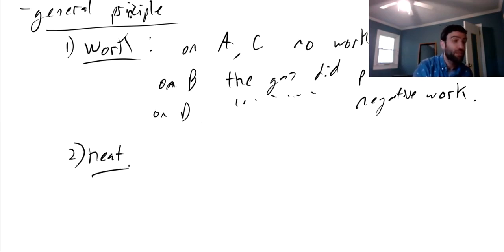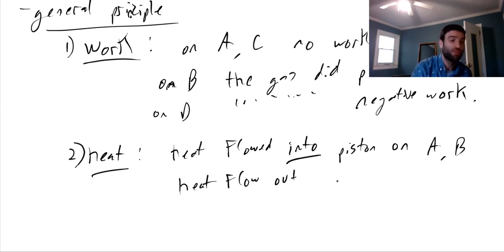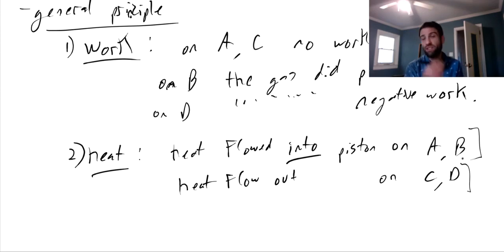What about the heat? Heat flowed into the piston on segments A and B, and heat flowed out on segments C and D, right? So there was part of this process where heat was flowing into our piston and part of it where heat was flowing out. And again, the amount of heat flowing out of the piston in total is less than the amount of heat flowing into the piston in total.